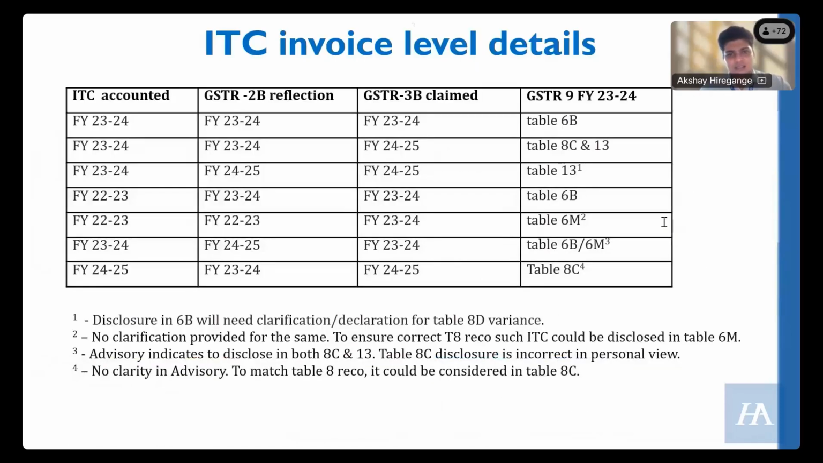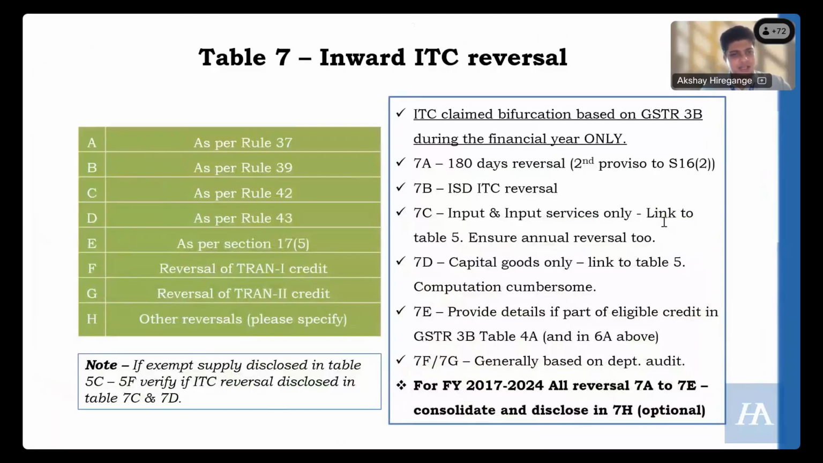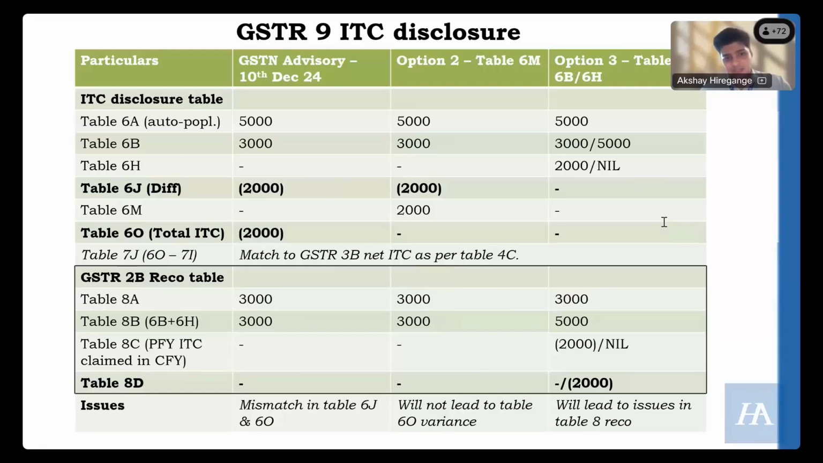In table 7, there would be no reversal. And to this extent, because you are disclosing it only once, the total value, the reclaim and the reversal will net off, and the total value which will go to your table 7H, 7J, your net ITC, will match your GSTR 3B net ITC. Therefore, there will not be any variance.